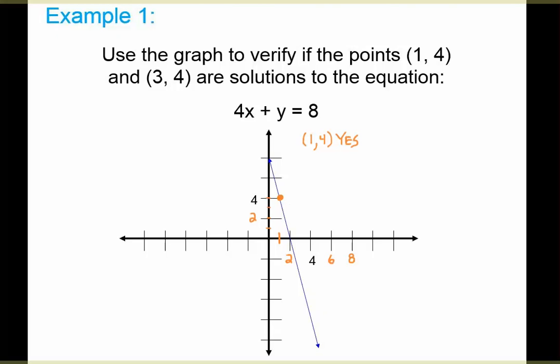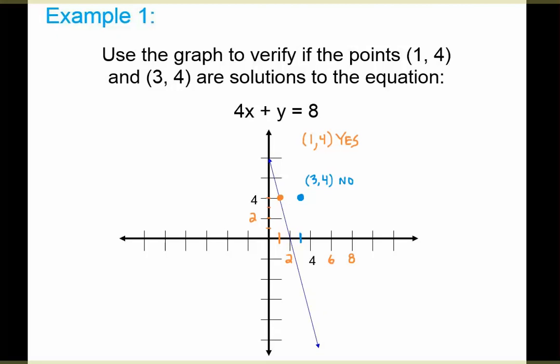Let's see what happens with 3, 4. And I'm going to do this one in a different color. 3 on the x-axis is located here, so 3, 4 is going to be located right here in blue. Is that on the line or off the line? It's off the line. Okay, so since it's not on the graph, it's not a solution. So for 3, 4, we have to answer no. That's the graphical approach. Okay, you can also do this algebraically.